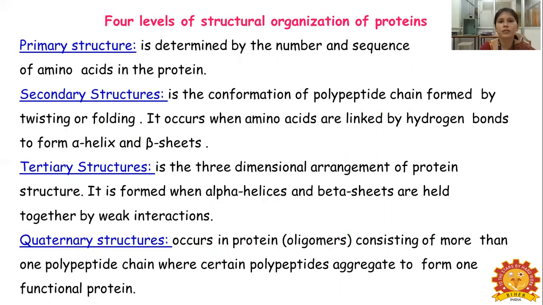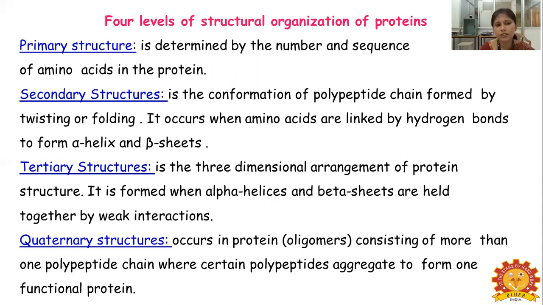Because of that interaction we get the quaternary structure. So now the definitions of the four levels of structural organization. The primary structure is determined by the number and the sequence of amino acids in the protein. The secondary structure is the conformation of the polypeptide chain, formed by twisting or folding. So two things will be there. It occurs when the amino acids are linked by hydrogen bonds to form the alpha helix and beta sheet. The backbone will be the peptide, but the side chain will be the R group, and the R group will be forming this hydrogen bonding.